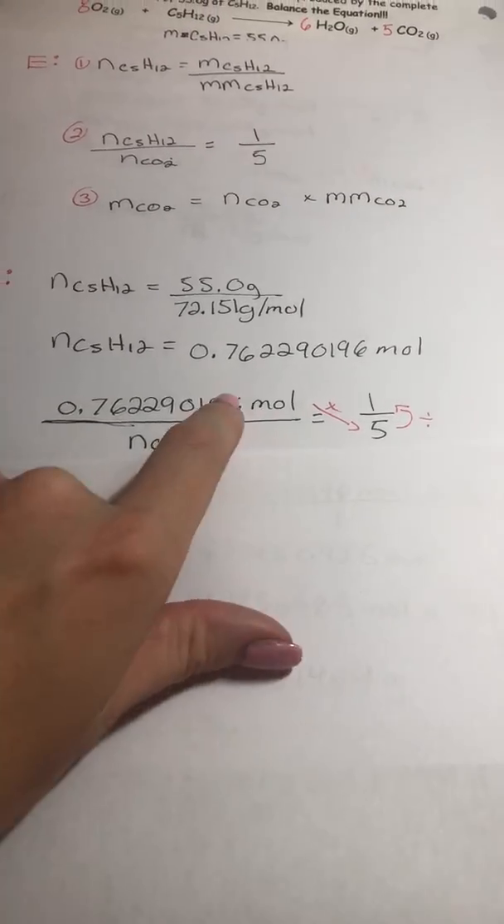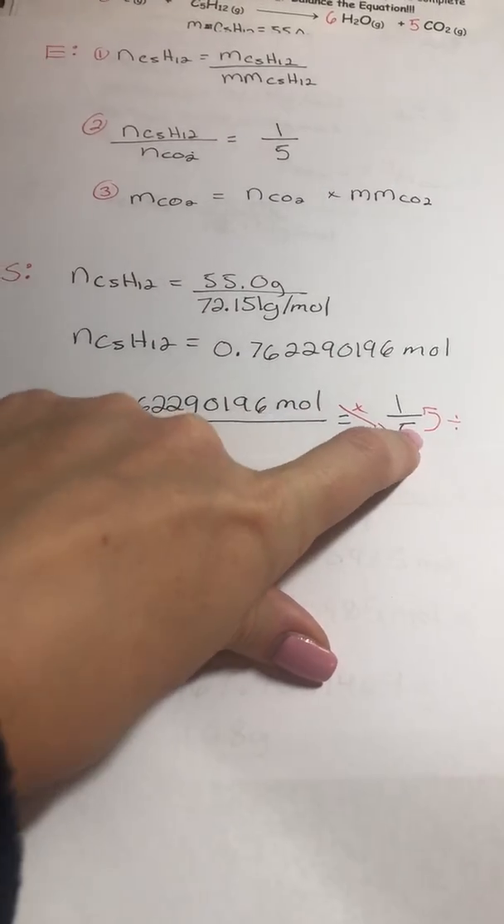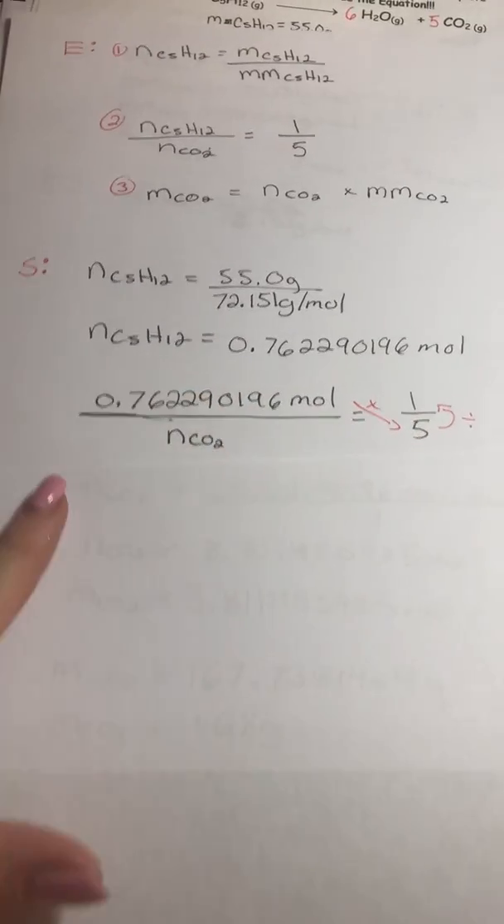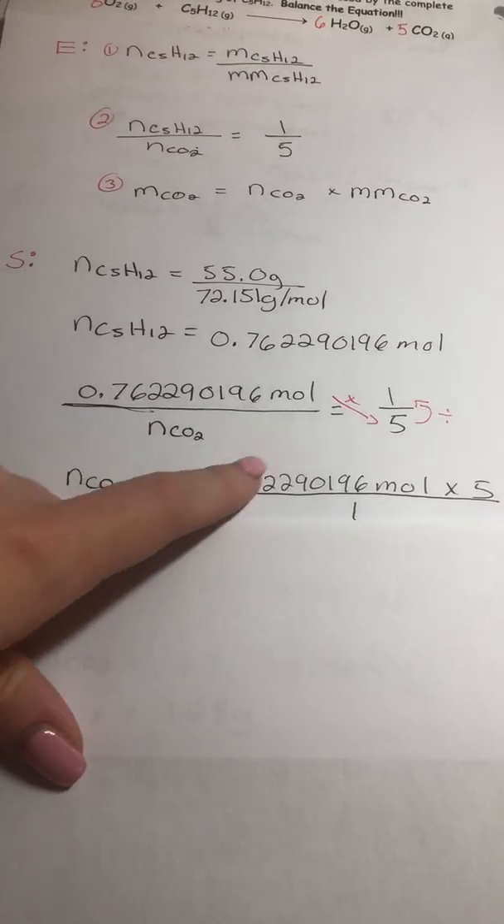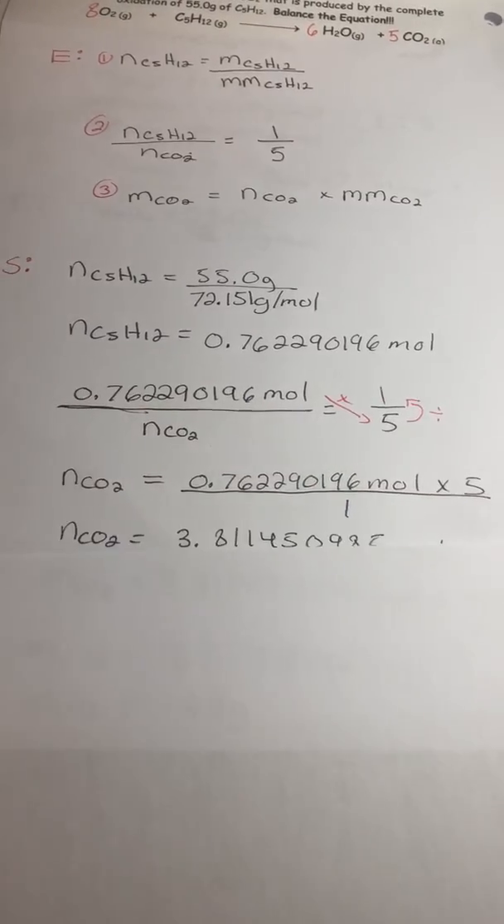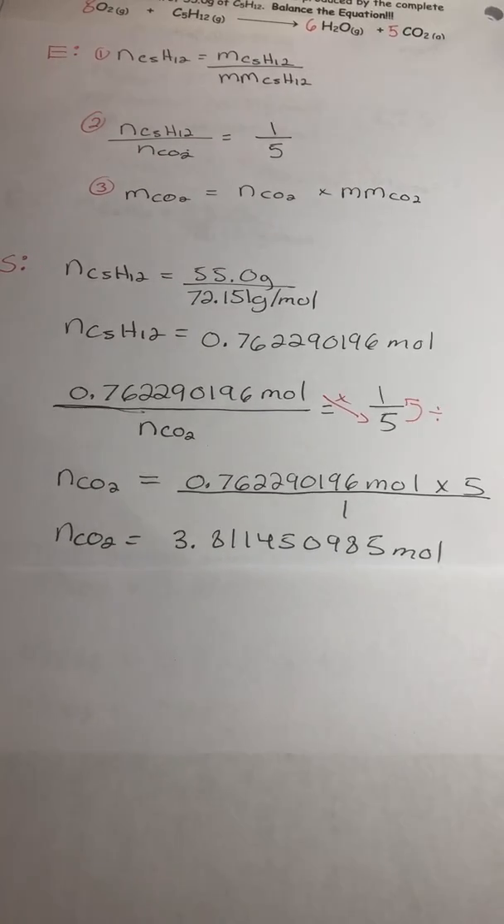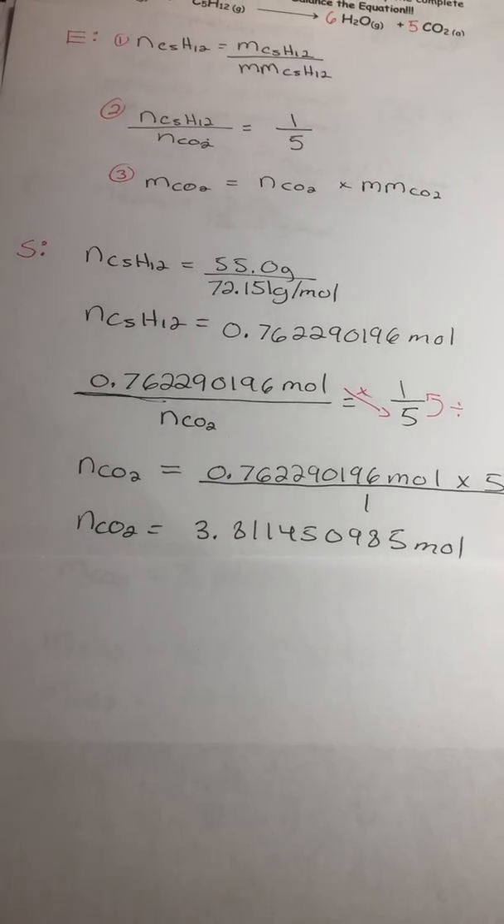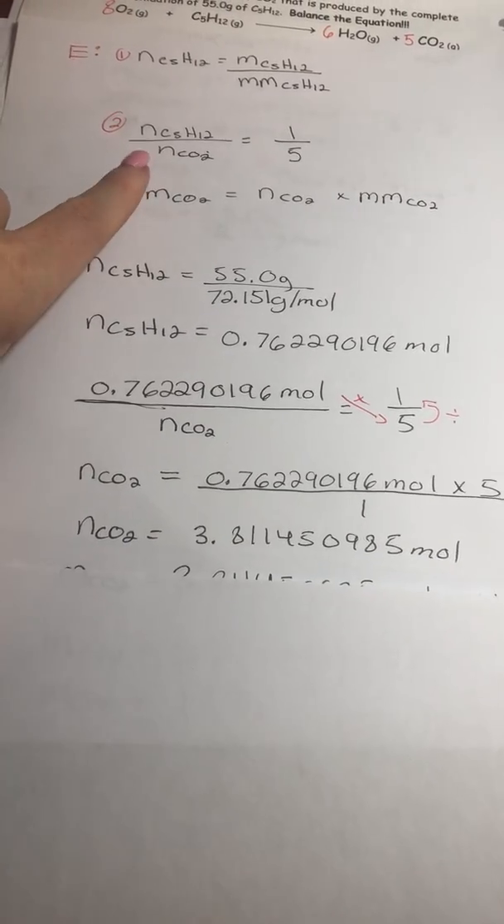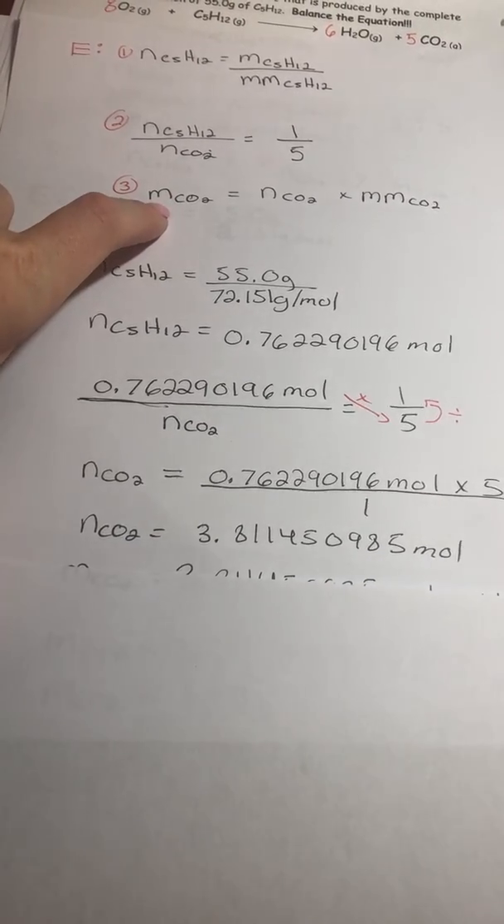Okay, I'm going to cross multiply these and then divide by what's at the top. So I cross multiply them, so your moles times 5 divided by 1, you get 3.811450985 moles.